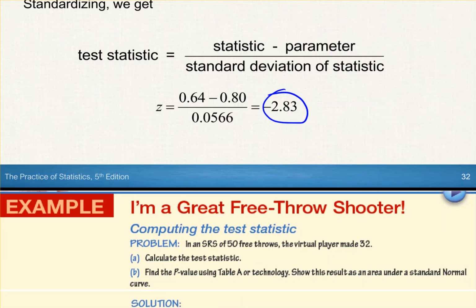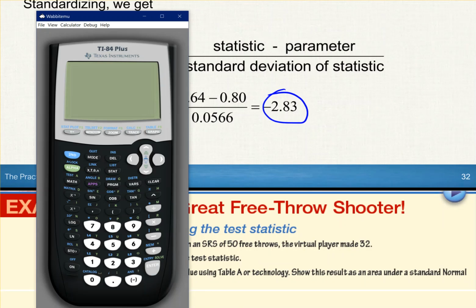If I'm looking at negative 2.83, if I'm going to use technology, I'm going to go to distribution, and we want normal CDF. Now, we could have done this differently from the beginning. We wouldn't even necessarily have to compute this test statistic unless the problem actually asked us to calculate it. Otherwise, we could just go straight to normal CDF and plug everything in. But as it is, let's just say upper is negative 2.83. I'll do it both ways.